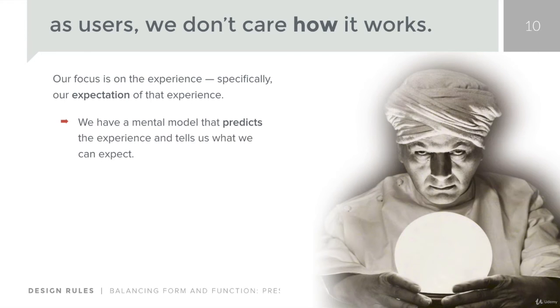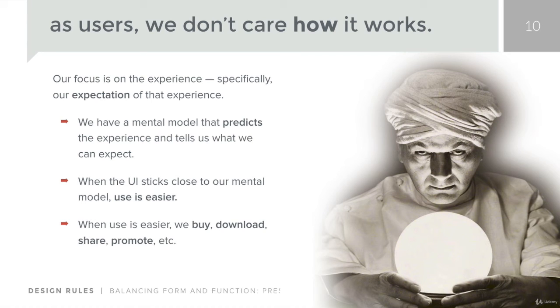We have a mental model that predicts the experience, that tells us what we can expect. When the UI sticks close to that mental model, use is easier. When use is easier, we buy, we download, we share, we promote, we do all the things that an organization wants us to do to bring value back to them. And again, we only do those things if they're easy and we sense, perceive, and understand that they're valuable.